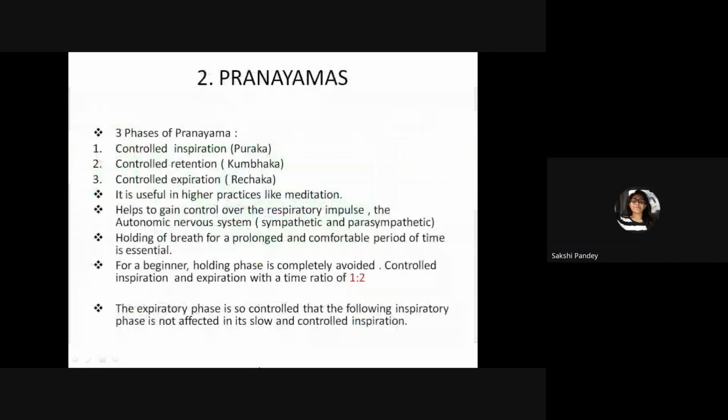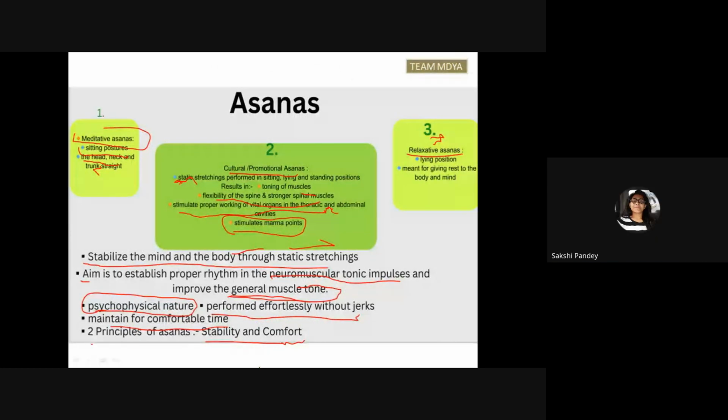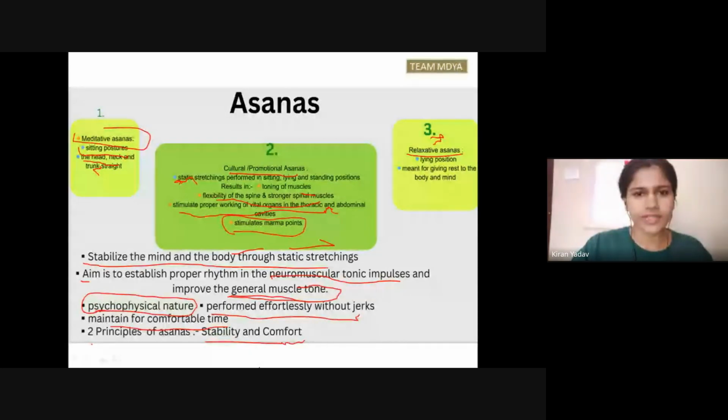Ma'am, marma means the points on our body. These points are a type of acupressure points, we can say. These points can even cause death if pressed in a wrong way. These can even cause death.